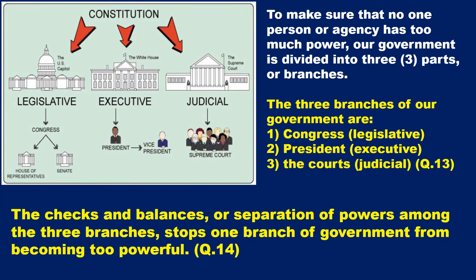To make sure that no person or agency has too much power, our government is divided into three parts or branches. The three branches of our government are Congress, Legislative; President, Executive; the Courts, Judicial. The checks and balances, or separation of powers among the three branches, stops one branch of government from becoming too powerful.